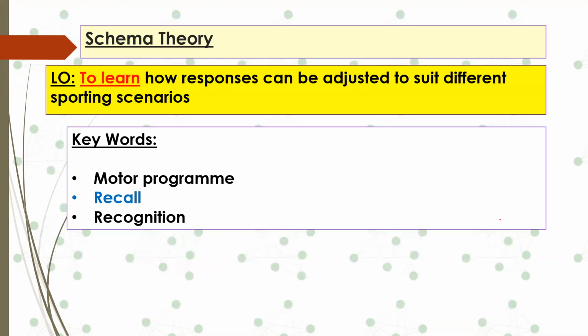So this lesson is to do with something that's called schema theory. And again, it's to do with cognitive processes and what's going on in the brain during sport. So if you can have that down as your title, the learning objective is to learn how responses can be adjusted to suit different sporting scenarios.